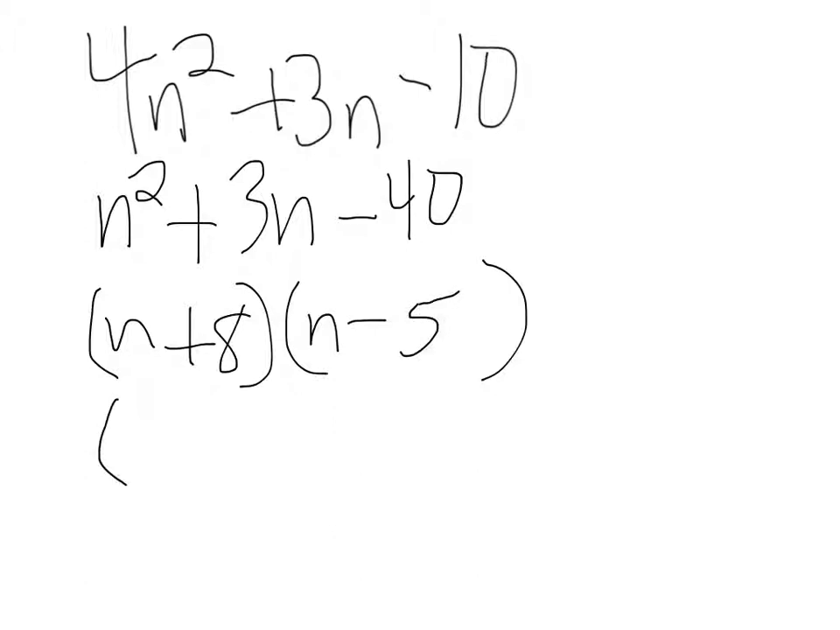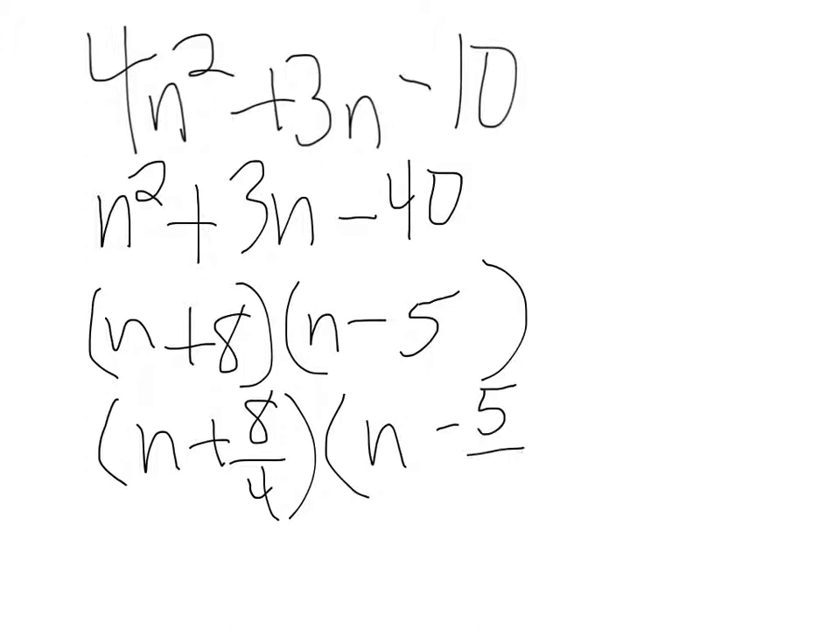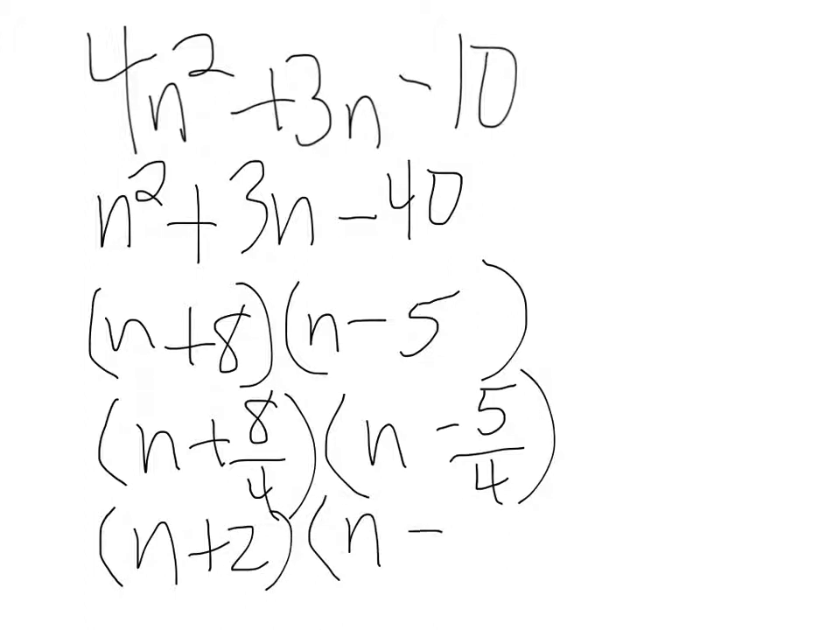At this point, we bring back in our a value, but we write it down as the denominator of each of these, positive 8 and negative 5. We reduce if we can, and so when we get n plus 2 times n minus 5 over 4, we're almost there.